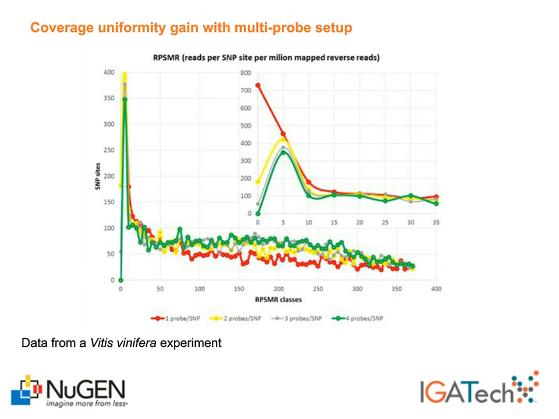So, to assess the ability to get a smoother coverage by using more than one probe per SNP site, we analyzed some data that we generated for another experiment in Vitis vinifera, where we made up to 4 probes per SNP site. In these plots, you can see how moving from 1 probe per SNP site to 2 probes per SNP site dramatically reduced the amount of zero coverage loci.